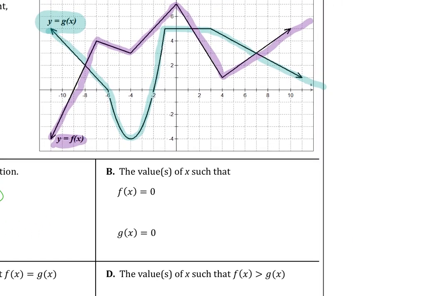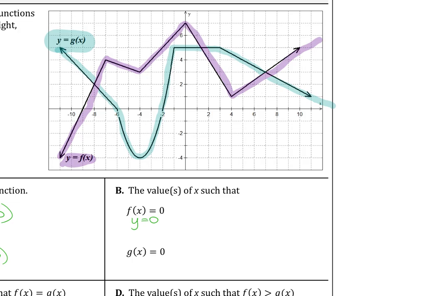So if f of x equals 0, remember this is saying y equals 0. So y equals 0 is the horizontal line here, okay? And we're looking for where f is hitting the 0, which is right there on negative 9. So x equals negative 9, or negative 9, 0. Oh, but it's just asking for what values, so we don't need to put it as an ordered pair. Okay.